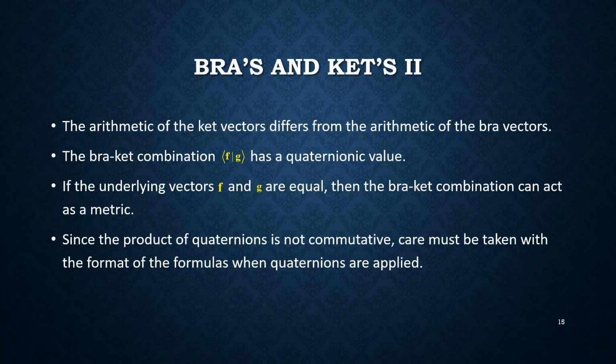The arithmetic of the ket vectors differs from the arithmetic of the bra vectors. The bracket combination of bra g with ket f has a quaternionic value. If the underlying vectors f and g are equal, then the bracket combination can act as a metric. Since the product of quaternions is not commutative, care must be taken with the format of the formulas when quaternions are applied.